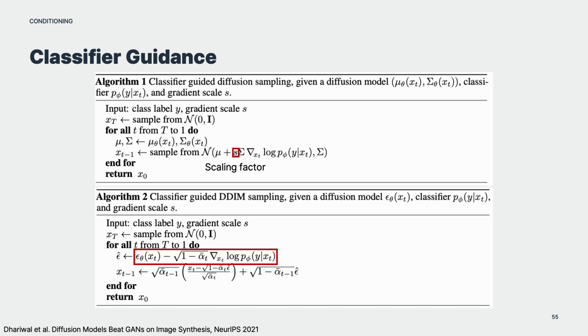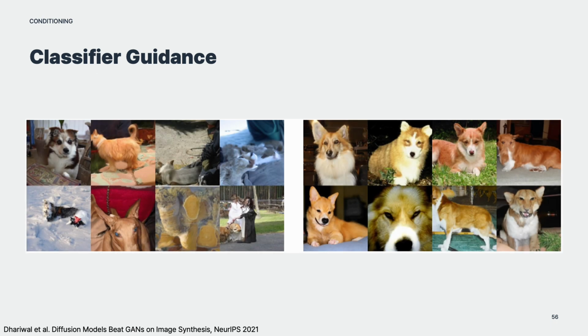Classifier guidance can also be effectively applied within ODE-based trajectories such as DDIM. For detailed derivations, please refer to the original paper. Fundamentally, the key idea remains the same, leveraging the gradient of the classifier to guide the generation process. The paper also includes a quantitative comparison between unguided images on the left and classifier-guided images on the right.